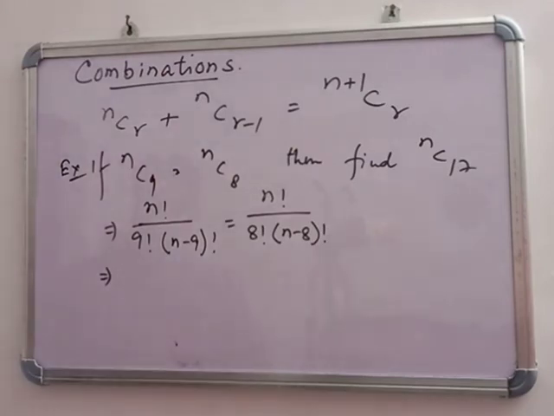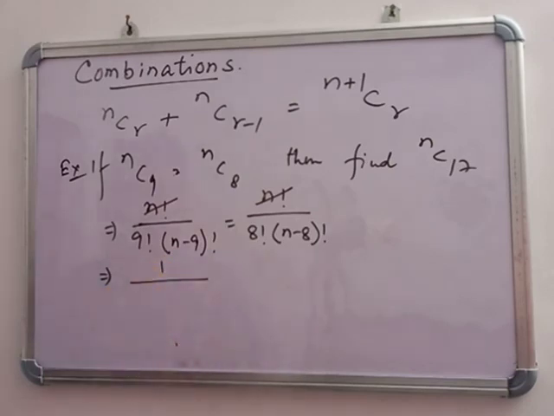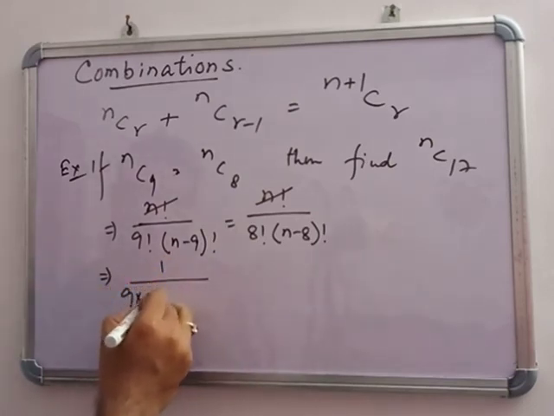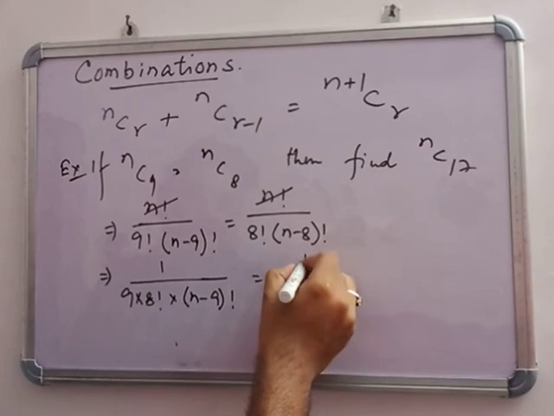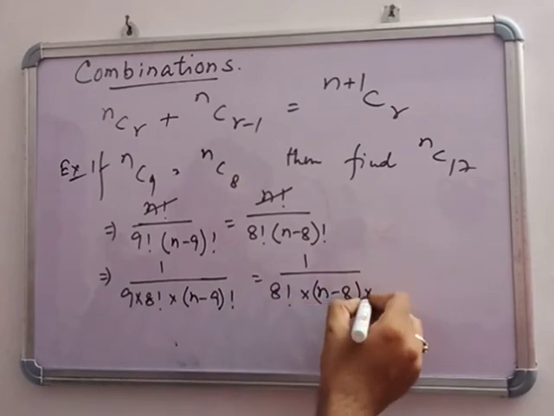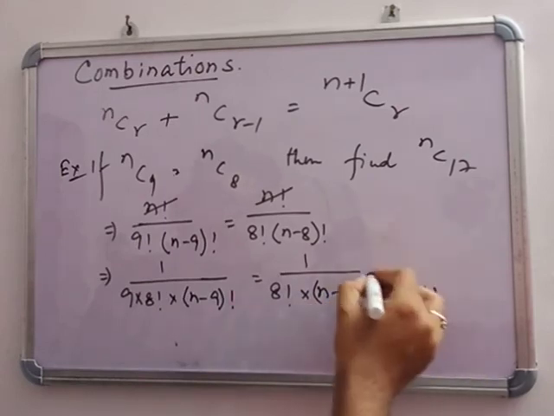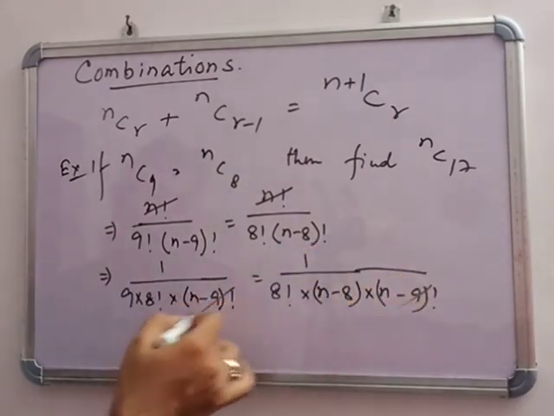So now tell me, this is cancelled. Now 1 by, so what is the 9 factorial? That is 9 into 8 factorial, and this is 1 by 8 factorial into (n minus 8) into (n minus 9) factorial. That means in the formula, n factorial means n into (n minus 1) into (n minus 2), (n minus 3) and so on, up to 1. So (n minus 8) factorial means (n minus 8) into (n minus 9) factorial.